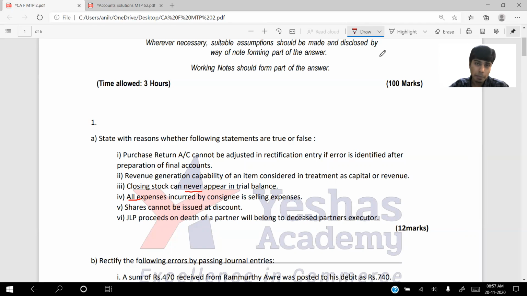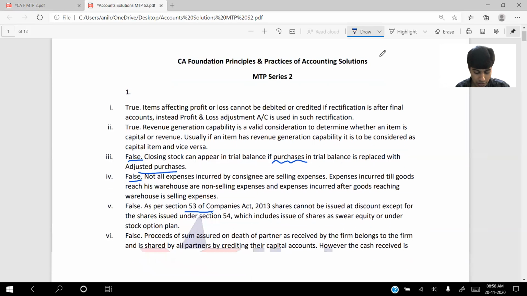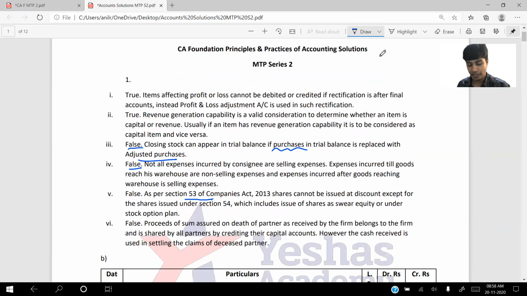Who paid the premium? Partnership firm. Who bears such expense? Partnership firm. Now that income belongs to the partnership firm. Partnership firm means partners, so it has to be shared between all the partners. Have a look. Proceeds of sum assured on death of a partner as received by the firm belong to the firm and are shared by all the partners in profit sharing ratio. However, the cash proceeds are used to settle the claims of the deceased partner. I hope this makes sense.